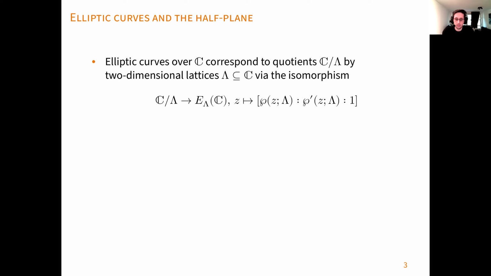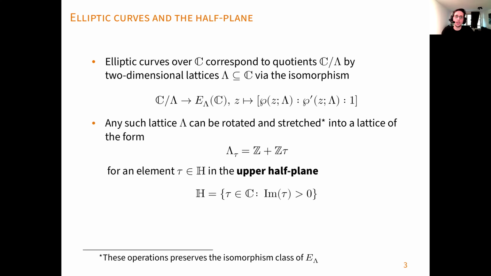Importantly, this lattice view allows us to work with a lot of complex analysis. The first thing we can do is take the lattice and rotate and stretch it a bit so that our basis is given by 1 and an element tau, where this tau is a complex number with positive imaginary part, so in the upper half plane of the complex numbers. And this will be quite useful for what we will do next. Just as a small comment, we will abbreviate notation a bit, namely writing E_Λ(τ) as E_τ and the j-invariant of E_τ just as j(τ).